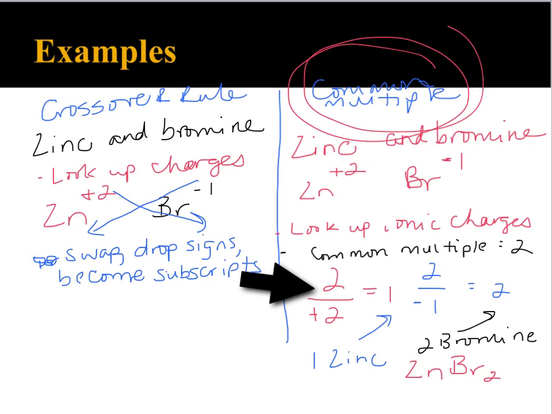So in other words, you end up with Zn. Again, we don't have to write the 1. This time I put the line through the zinc just so you knew it was a zinc. And the Br, you do have to write the 2. But they don't have the signs anymore. So on the next slide, we're going to go through and do a whole bunch of examples. And because the common multiple approach is the one I prefer you use, that's the one I'll use as I'm going through the examples.